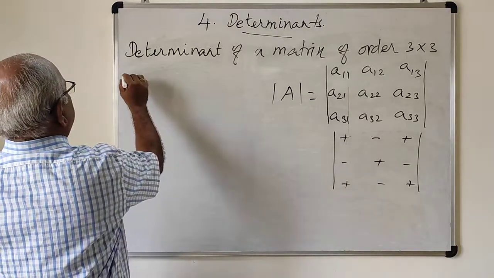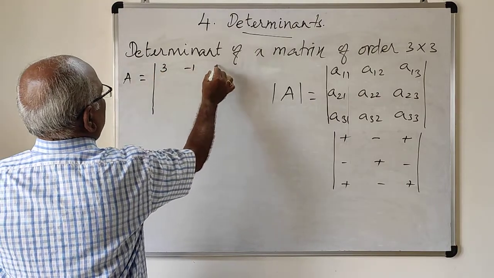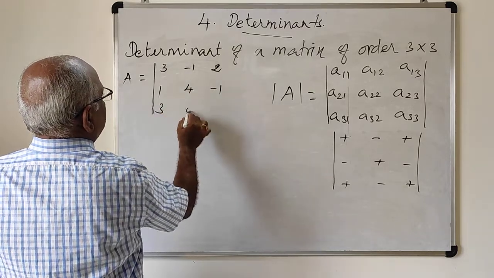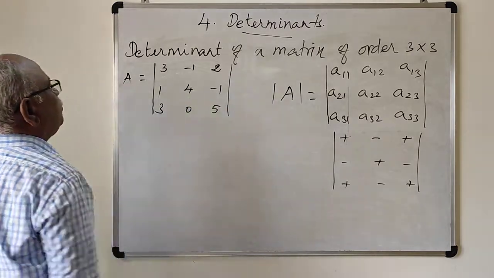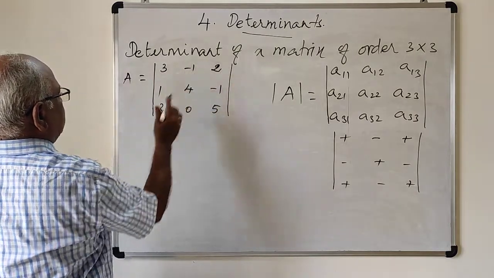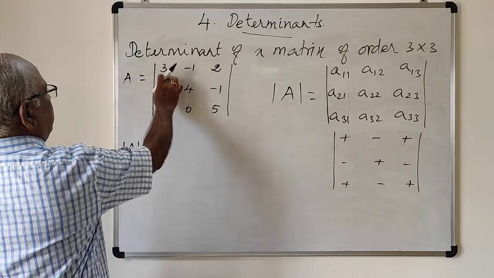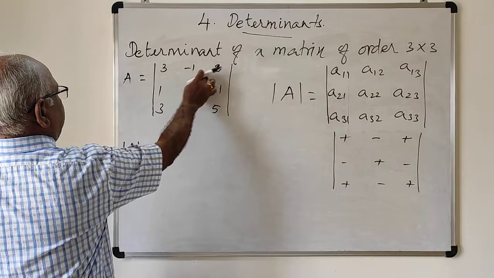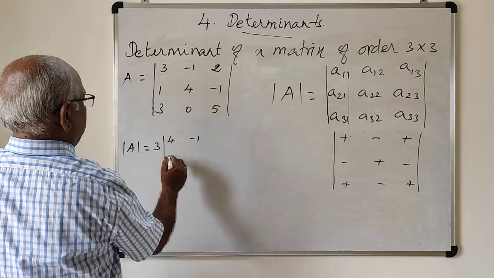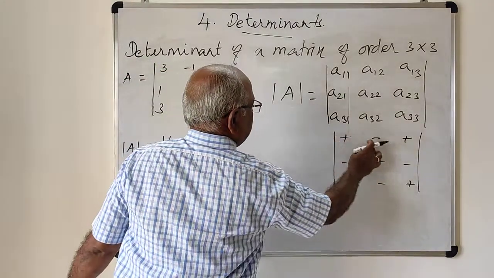So consider a matrix. Determinant A is 3, minus 1, 2, 1, 4, minus 1, 3, 0, 5. I am going to find the value of this determinant using the first row elements. That is, determinant A equals 3 into the minor after eliminating the row and column containing 3. Eliminating first row, first column, you get 4, minus 1, 0, 5. Next, you should have a minus symbol because in the expansion you will get minus.